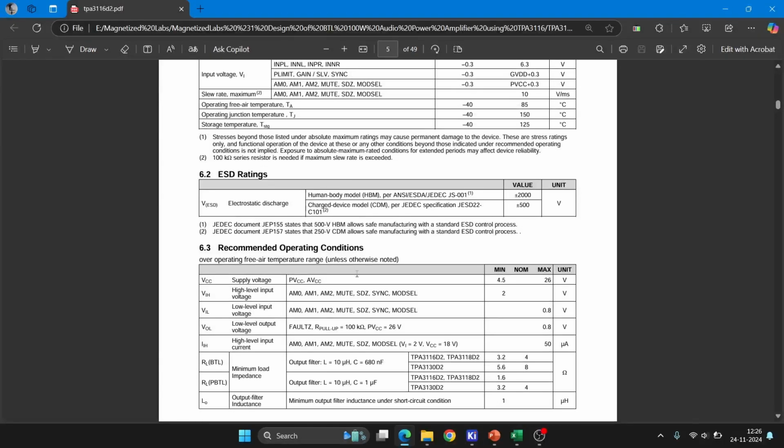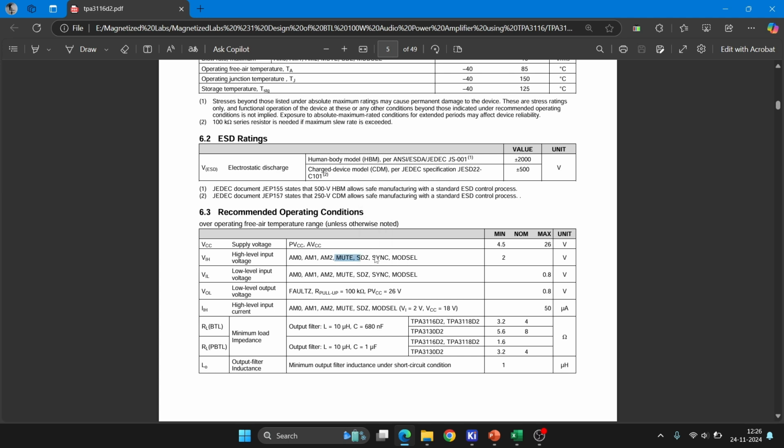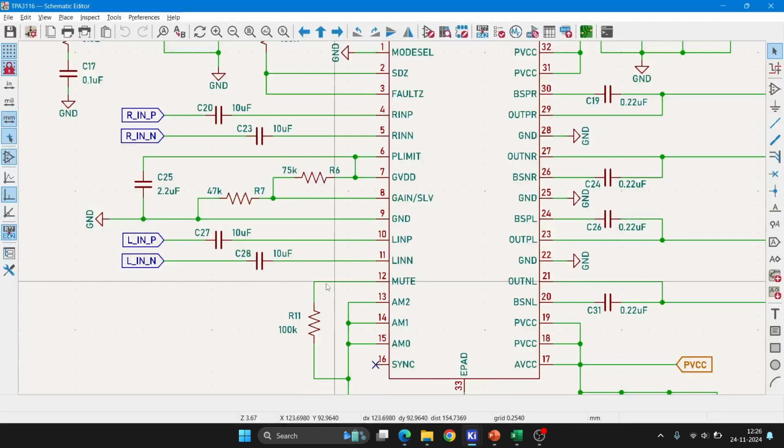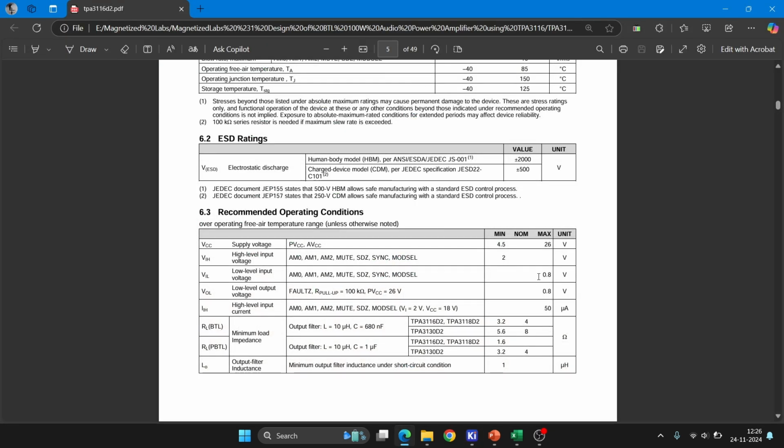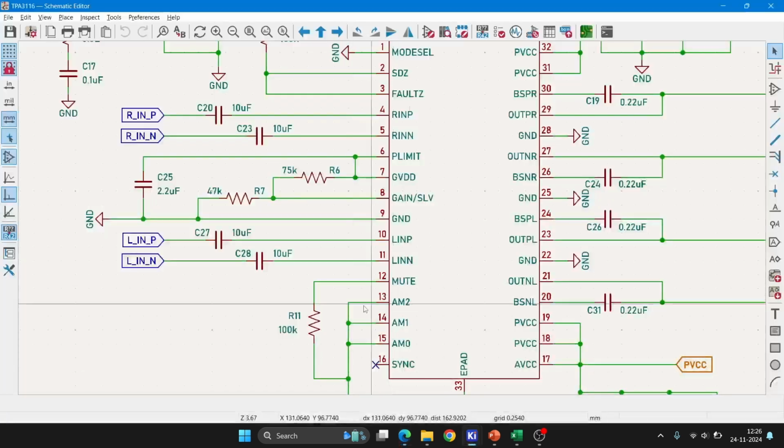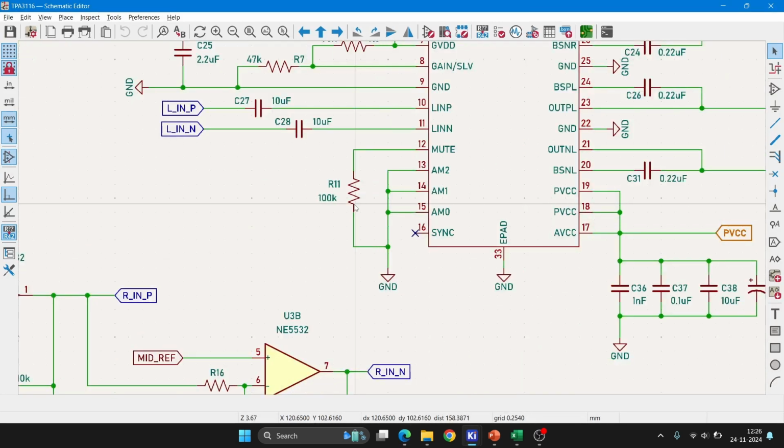Mute pin, the threshold voltages are here. Mute pin minimum high input threshold is 2 volt. You have to give 2 or more voltage to trigger mute. We are not using the mute button anywhere here. So to disable this, for the low level input voltage for mute, you have to give less than 0.8 volt. So I have connected it to ground through 100k.